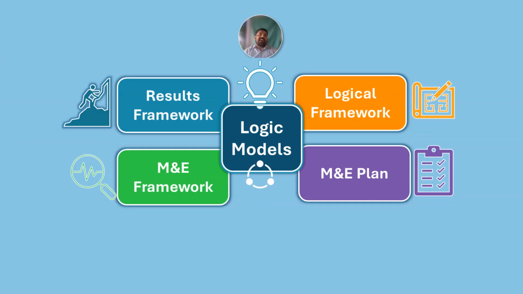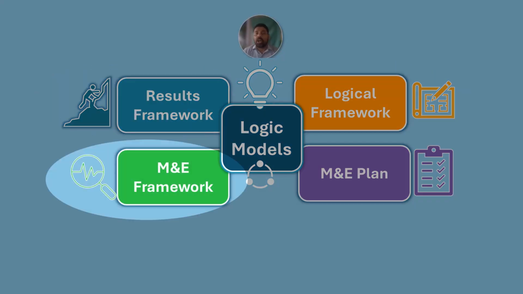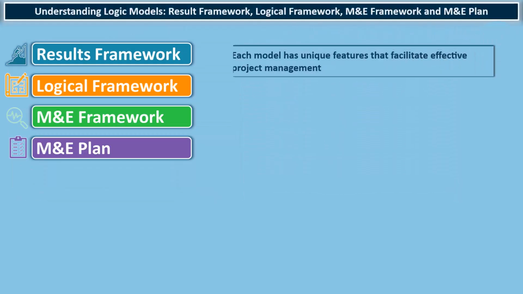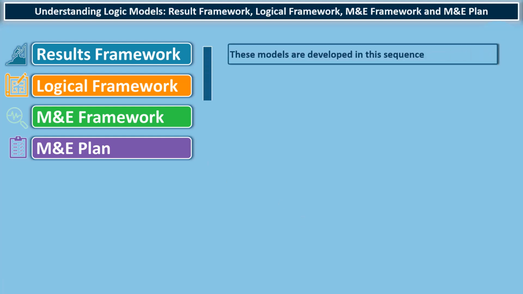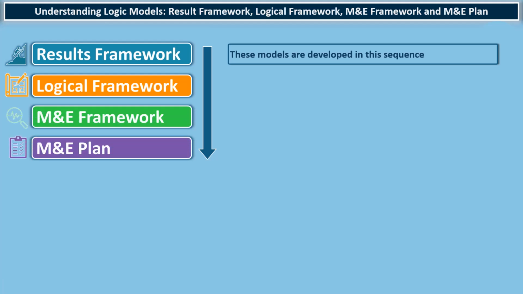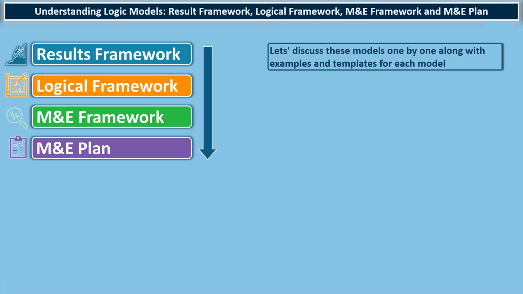There are these four critical models: the result framework, logical framework, M&E framework, and M&E plan. Each model has unique features that facilitate effective project management. These models are developed in this sequence. First, you develop result framework, then logical framework, then M&E framework, and then M&E plan. Let's discuss these models one by one and examples for these models in different sectors.